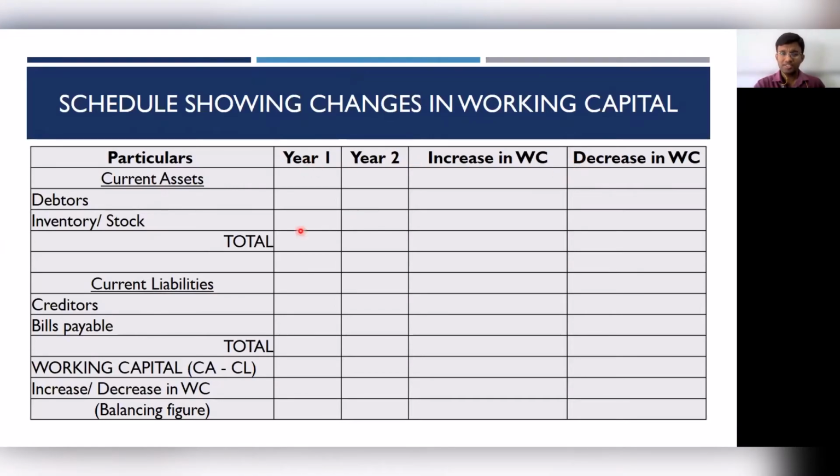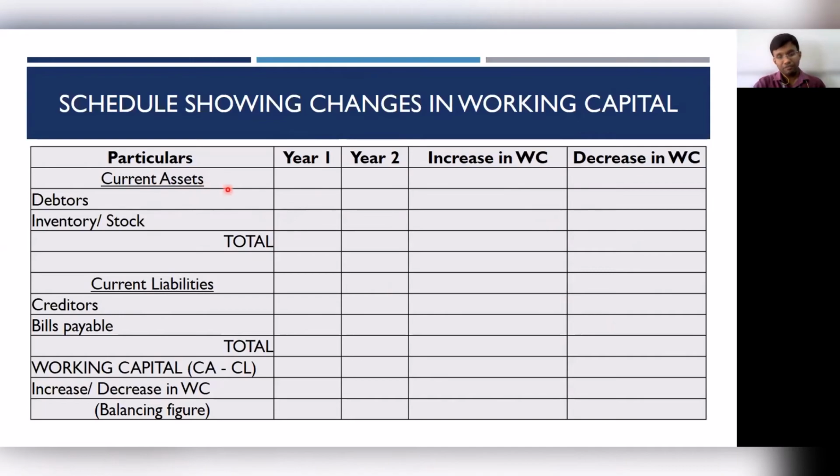Then you will try to understand for each of these items what impact it has on the working capital. Does it cause an increase in working capital, or will it cause a decrease in working capital? That is the comparison you would hope to achieve with these two columns.